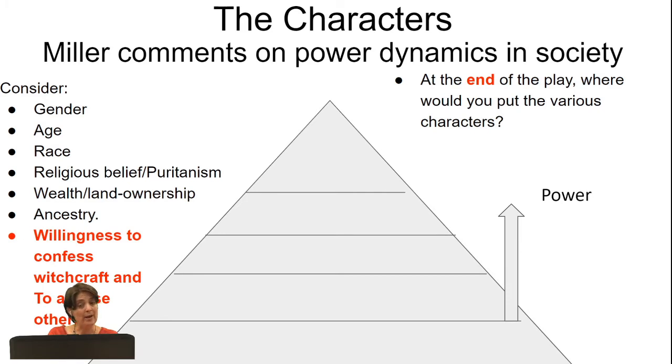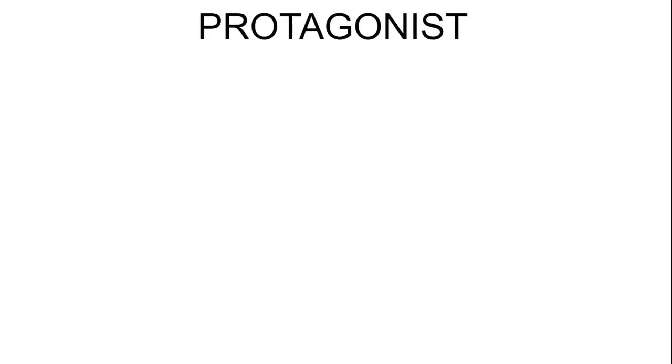Right, so one of the things I'd like you to think about is, by the end of the play, where would you put all of the characters that we have discussed on this power pyramid? Notice that the previous factors that determined power haven't changed. Gender, age, race, religious belief, wealth, ancestry haven't changed. The only new factor that could be manipulated to bring about or lose power is characters' willingness to confess to witchcraft and to accuse others. So that was the agent of change that shifted people around in society in terms of their power.